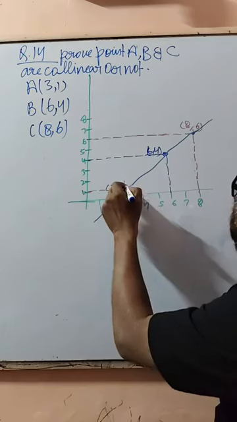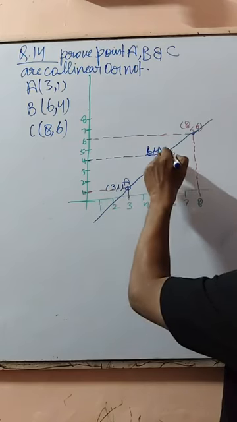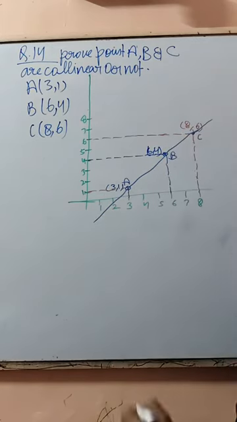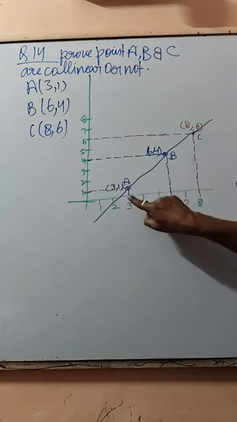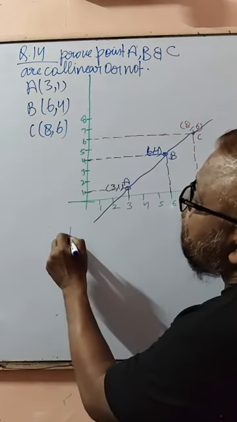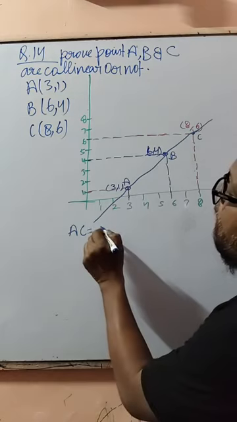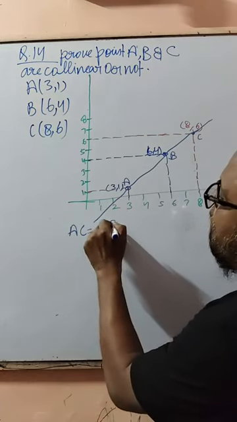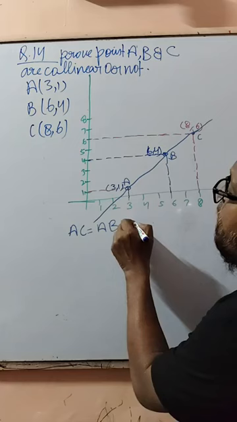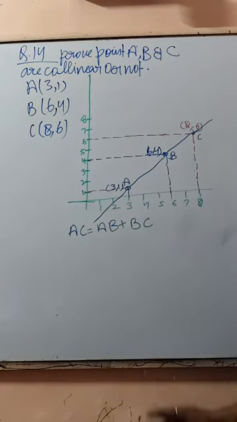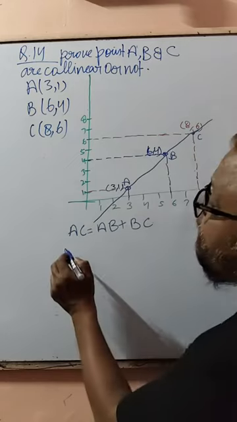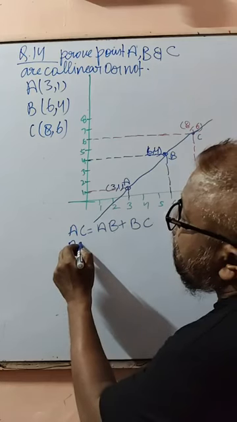This is A, this is B, this is C. है ना? So it means AC is equal to AB plus BC. Getting my point? Okay, so how do you get this? AC. First we get AC.